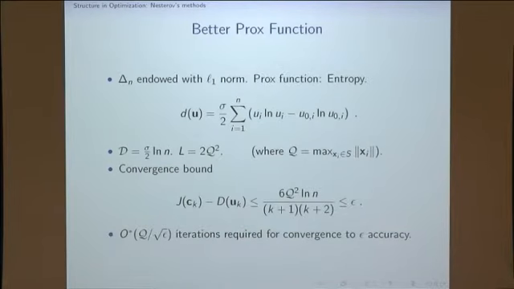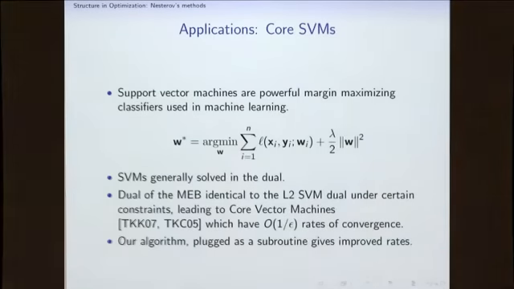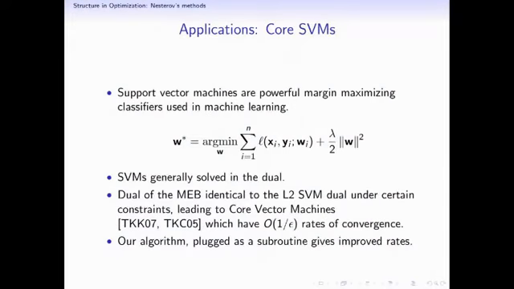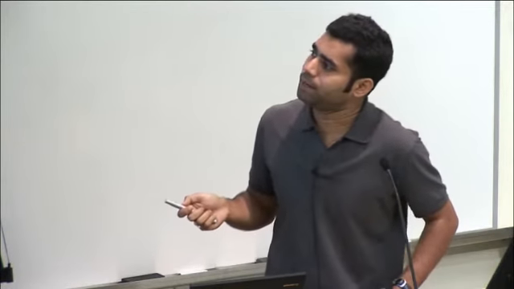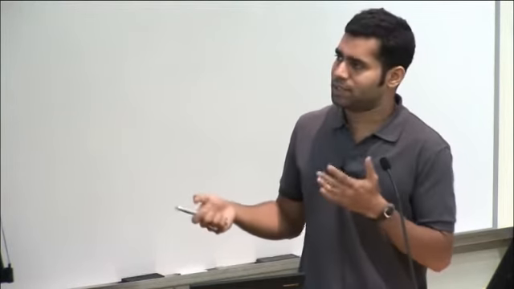So this will actually converge to epsilon accuracy in order 1 by square root epsilon time. As I mentioned, the problem of minimum enclosing ball can actually be applied to various other problems. In particular, it can be applied to optimizing support vector machines. So this is the simple objective of support vector machines.